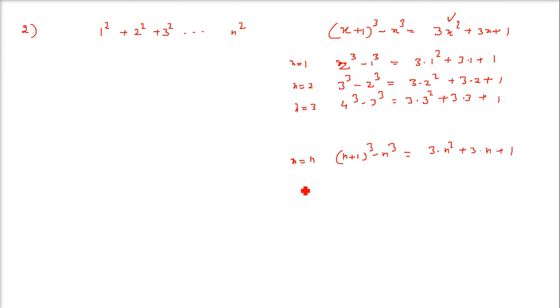Now let us add this column wise. If you add this one and this one, what do you get? See, the 2 cube gets cancelled, 3 cube gets cancelled. So here it would be n cube minus (n minus 1) whole cube for x equals n minus 1. So this also gets cancelled, and this would have been cancelled by the previous one. Finally what we get? We get (n plus 1) whole cube only, and this minus 1 cube.